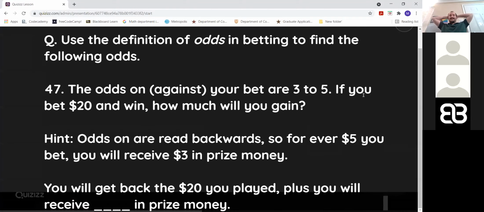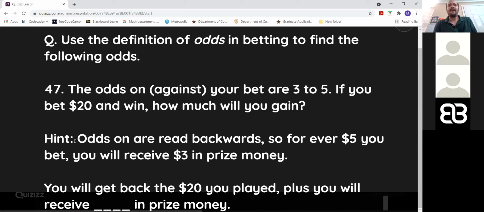Okay, so this is the definition of odds. It's almost like a vocabulary sort of thing here. It is a weird vocabulary. It's something I guess we've got to get adjusted to. So using the definition of odds, and to be honest, I'd probably have to look this up for a second before I taught it again. But if we're betting, the odds on or against your bet are 3 to 5. And so they say if you bet $20 and win, how much will you gain?